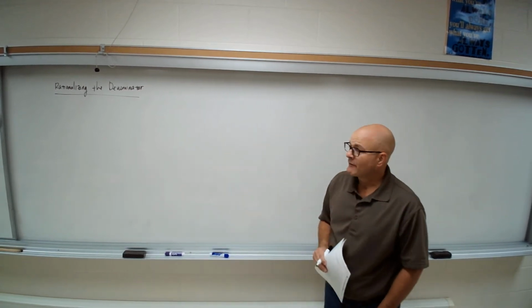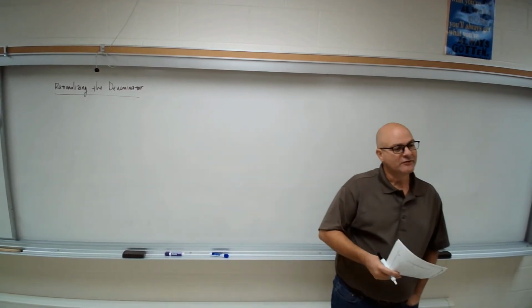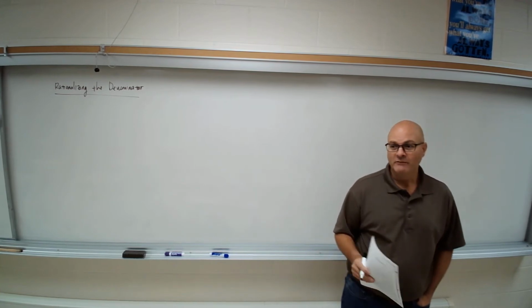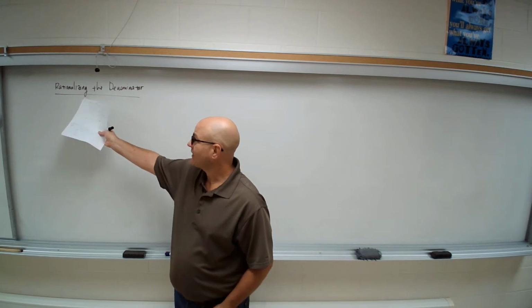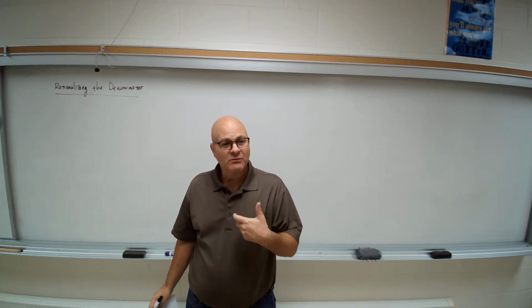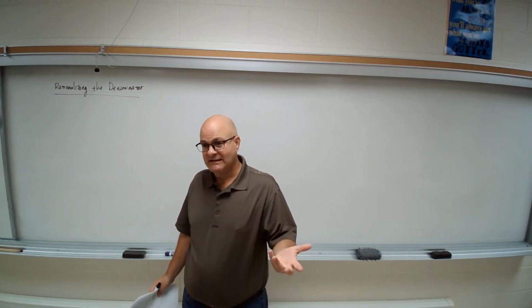Okay, so we want to talk about rationalizing the denominator. This is just another skill that comes up pretty often where we have to deal with radicals. And the name refers to rationalizing. A rational number is one that you can write as a fraction or a decimal that ends.